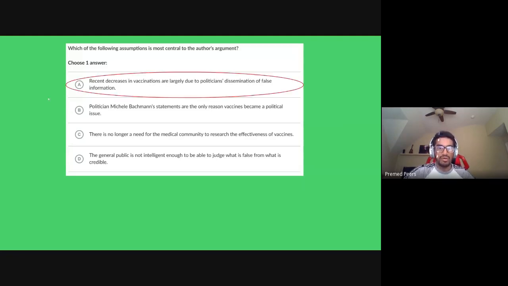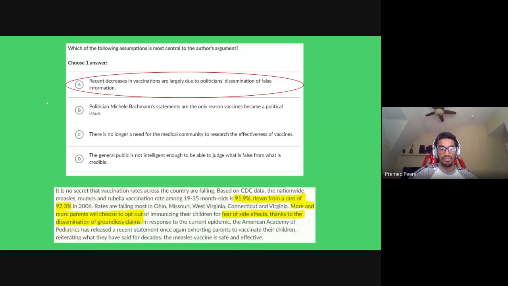So for this one, we have the answer choice being A, at least on my screen. So that also goes back to this paragraph from the passage. And we see that the author directly mentions their belief on why the vaccinations are decreasing: parents are choosing to opt out because of side effects that they're hearing about from the dissemination of groundless claims.